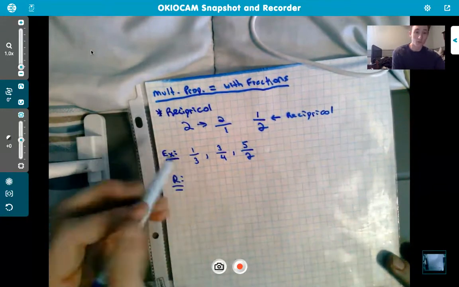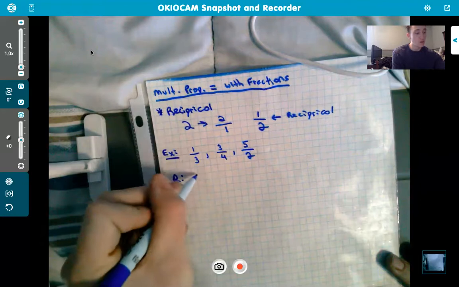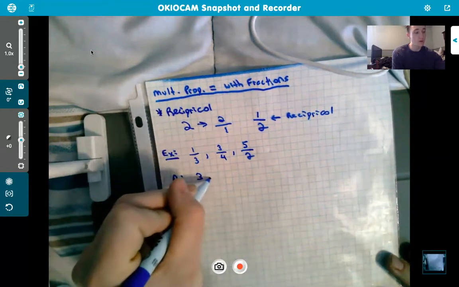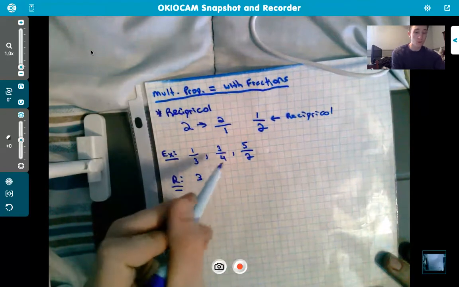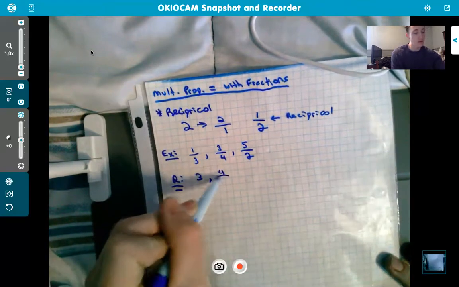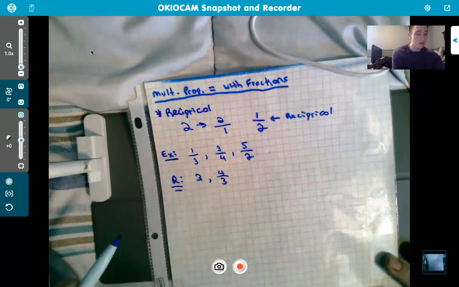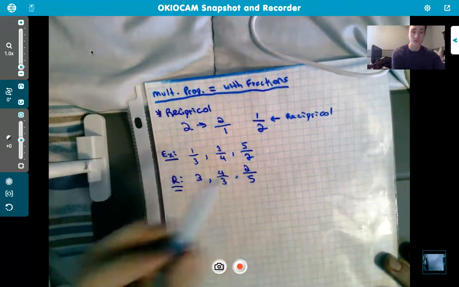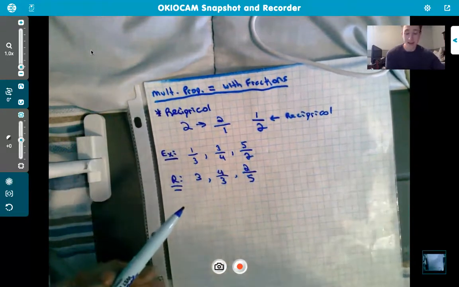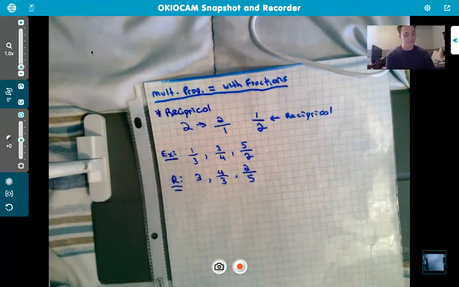For the first one, we'll take that 1/3 and flip it. Well, the reciprocal would then be 3 over 1, or just 3. If we take the reciprocal of 3/4, we just take that fraction and flip it. The reciprocal is 4/3. And then the same thing in the last example here. I take my fraction 5/2, I flip it, and I have 2 over 5. Okay, so that's what the reciprocal is, just a matter of flipping whatever the fraction or whole number is.